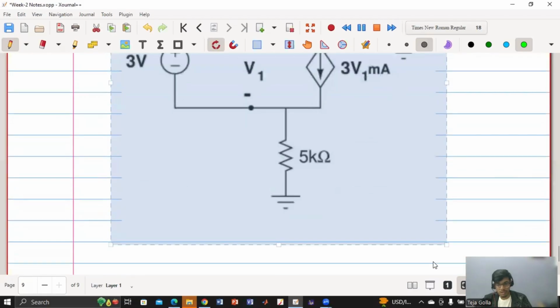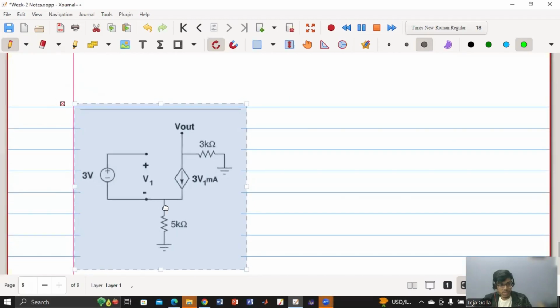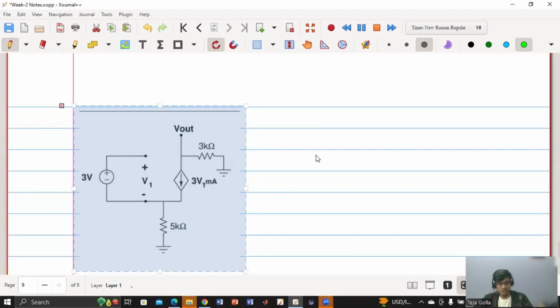So this problem is there. I'll tell you how I'm thinking so that you can also think in a similar pattern. So this will be question 7, right? Nodal analysis can be used, sir.